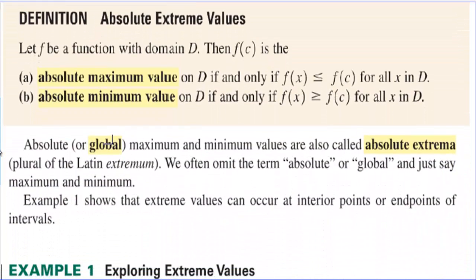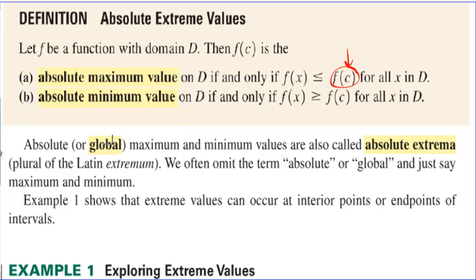We have a definition, absolute extreme value. Let f be a function with domain D, then f of c is the absolute maximum value on D if and only if f of x is less than or equal to f of c for all x in D. So in other words, if you have a certain value for c, everything around it is less than that function. That makes it the highest value.